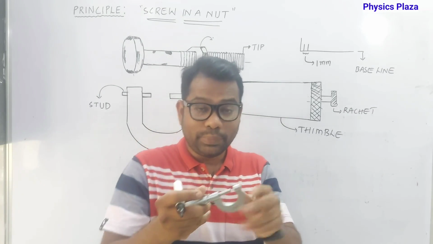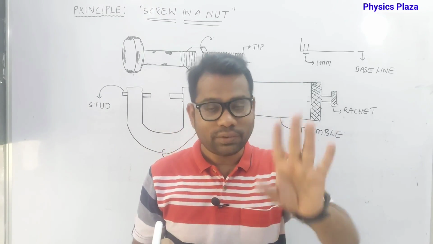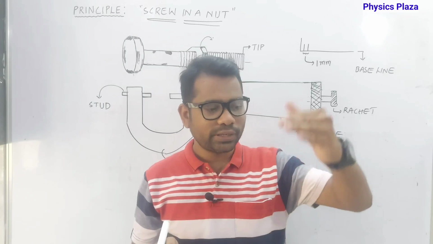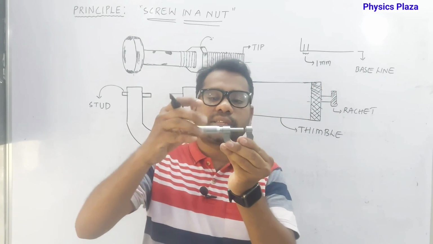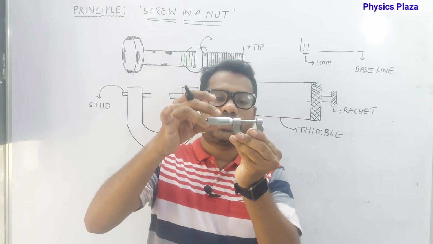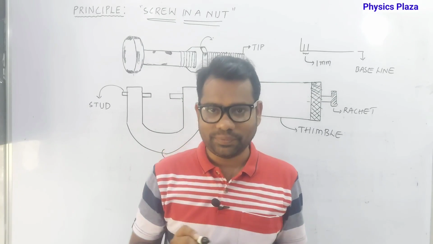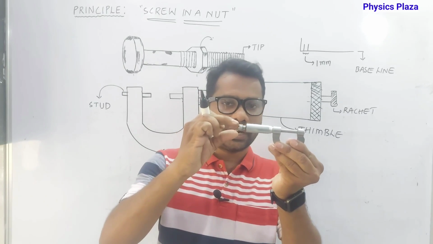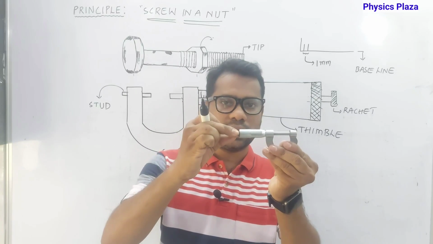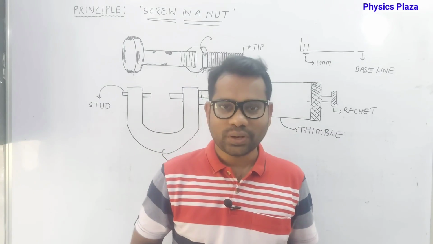Children, first in the beginning, let me tell you one thing. We are discussing a device where there is no zero error. We'll discuss the errors at the end of this session. Okay, fine. Initially, rotate it so that the screw comes in contact with this stud. After that, rotate the ratchet so that you can hear a tick tick sound. Okay, hope I am clear.